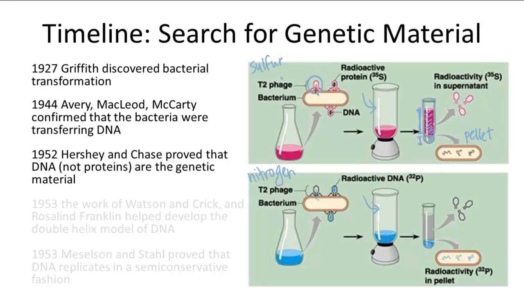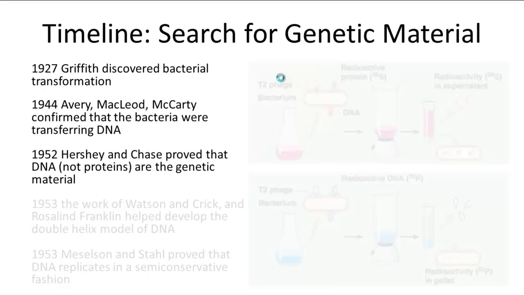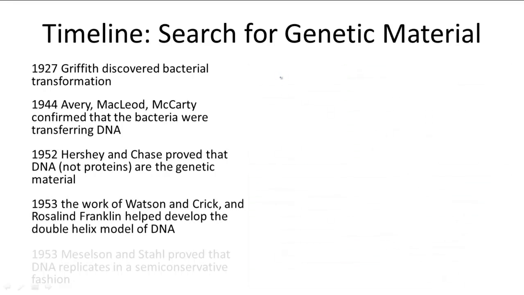In part 2 of the search for genetic material, we ended in 1952 with Hershey and Chase, who proved that DNA and not proteins are the genetic material for organisms. And in 1953, Watson, Crick, and Rosalind Franklin had another major breakthrough through something called X-ray diffraction. They discovered that DNA was a helical shape with two strands.